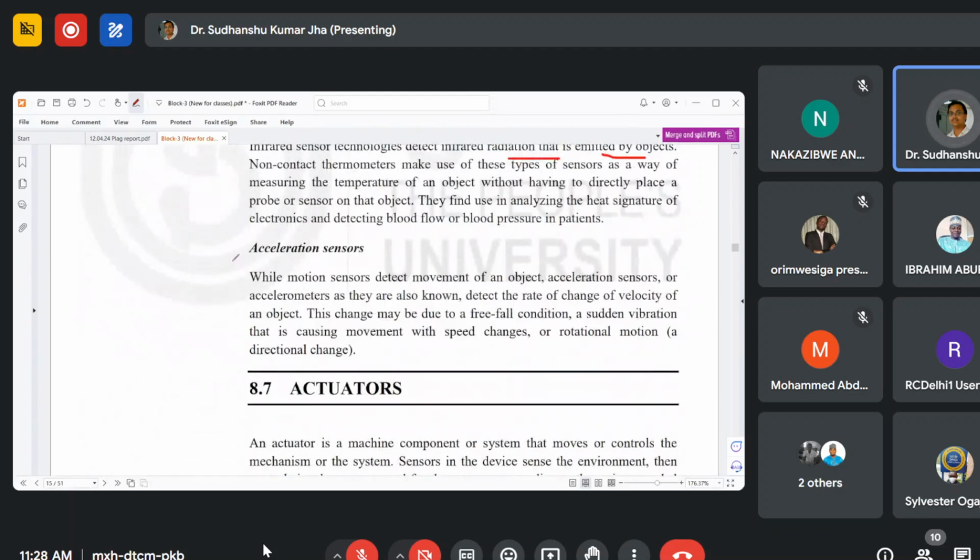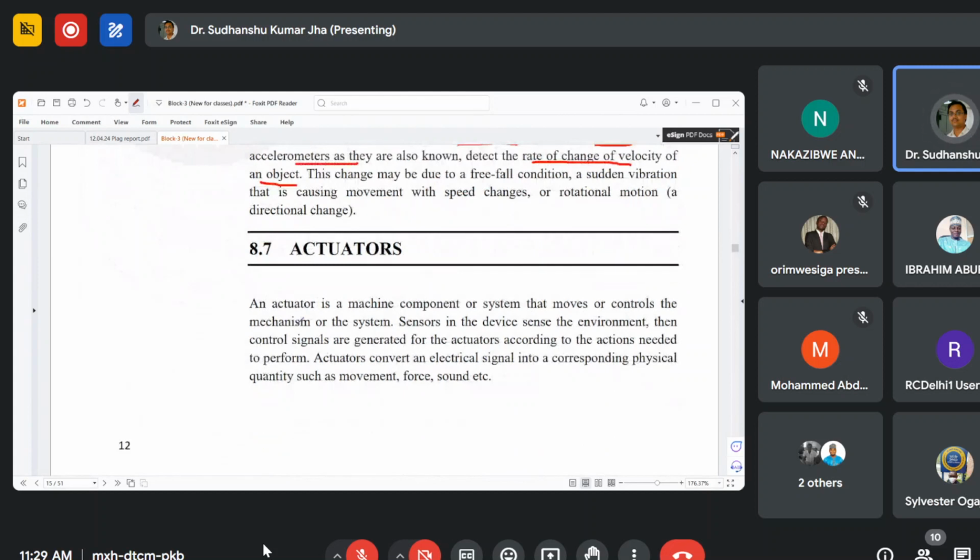Similarly, we have acceleration sensors that basically detect the movement of an object. Acceleration sensors, or accelerometers, detect the rate of change of velocity of an object. An actuator is a machine component or system that moves or controls the mechanism of the system. Sensors sense the environment, and then send the information to the actuators to take the necessary step, as per the sensed data.